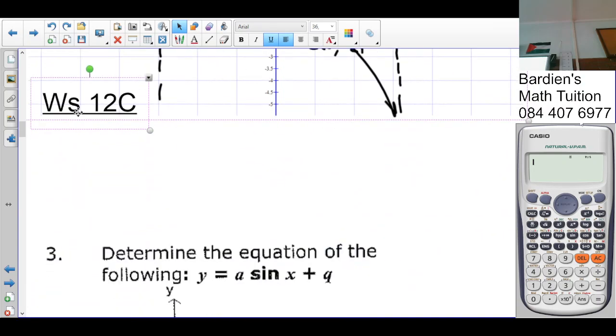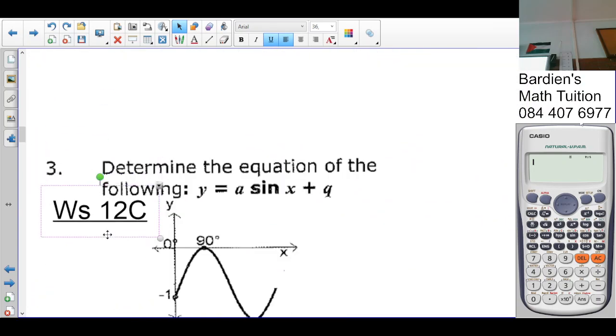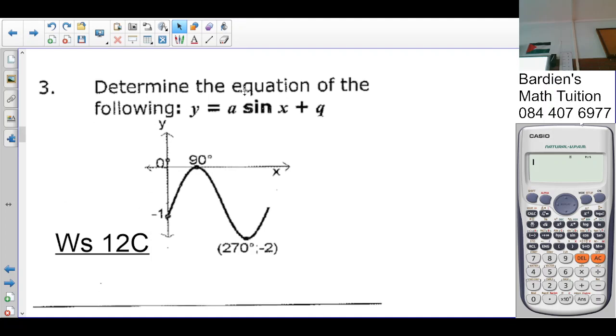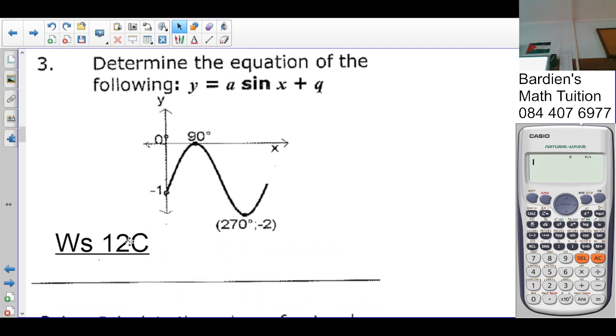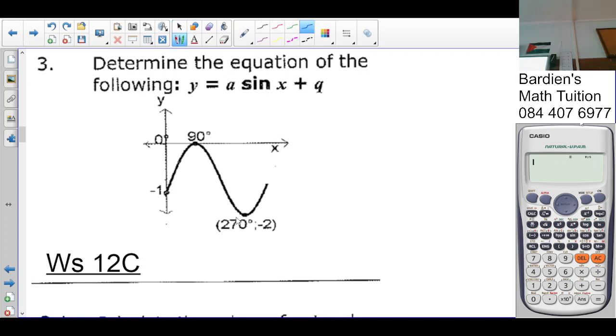Let's carry on. Question 3. Determine the equation of the following. So where do we start? Sorry? We substitute one of the points. Not one, there are 2 unknowns, so you need 2 points at least. Okay? From this we can see this graph is going to be y is equal to 1 sine x minus 1. Yeah, I think it would be that.